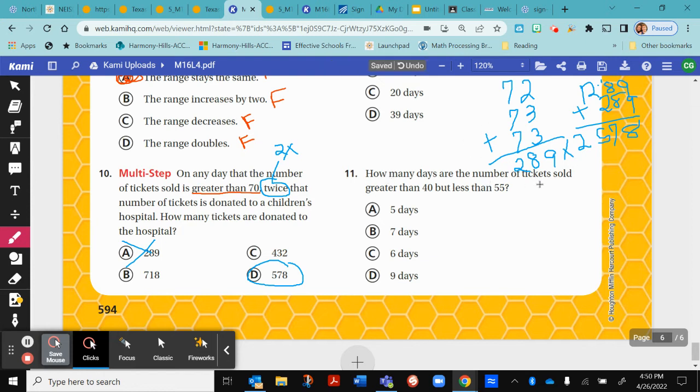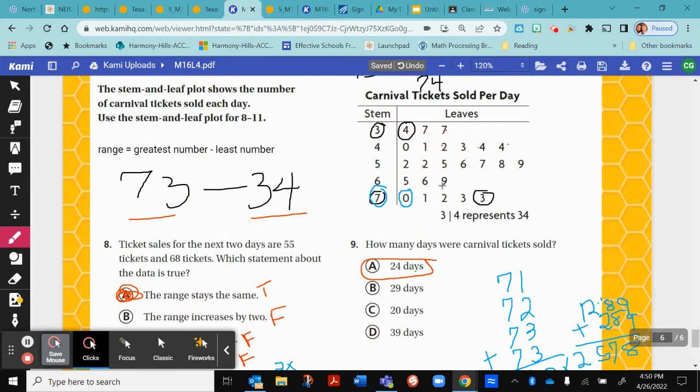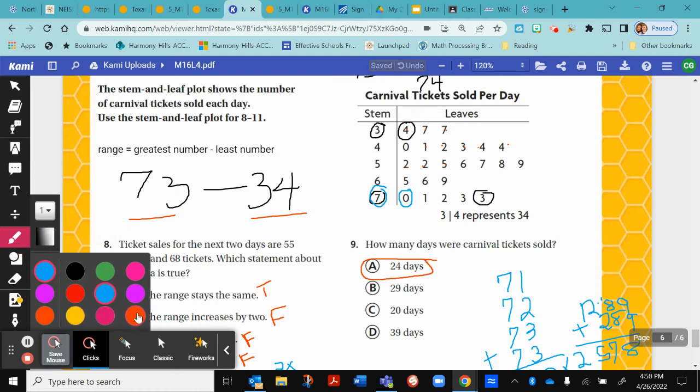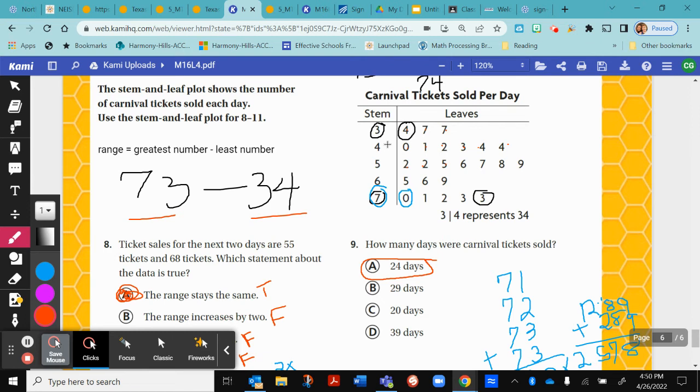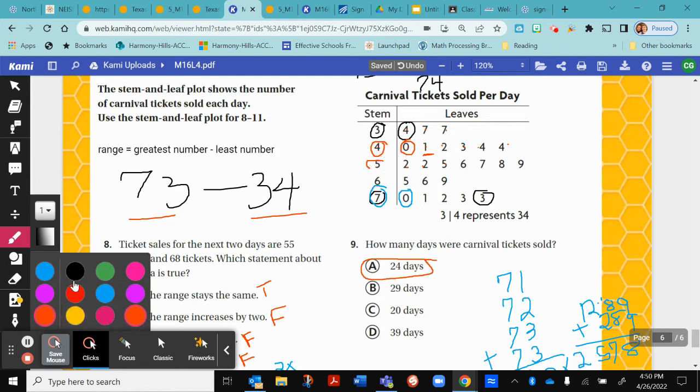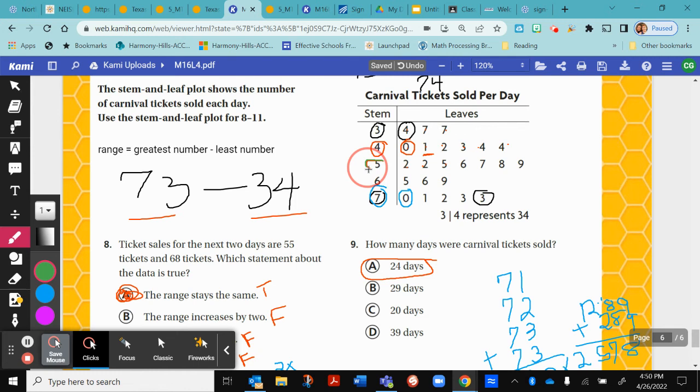How many days are the number of tickets sold greater than 40 but less than 55? So let's move up here. I'm going to change the color of my pen again. I'm looking at greater than 40. So I'm going to stem 4 and 40. And it has to be greater, so I'm going to have to start with 41. But it's going to be less than, and I'm going to switch my color. I'm going to stem 5 and 5. So the number I'll count would be 52.